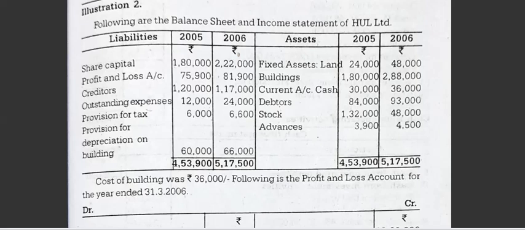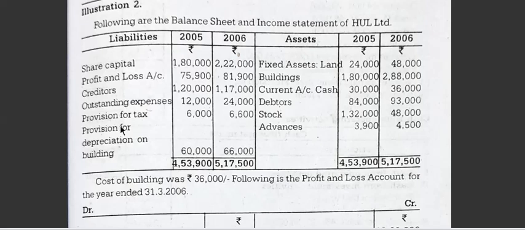Okay, all the fixed assets. Now let us see the first item, fixed assets. Land and building, these two are fixed assets which will go for the investing activities. Current assets, that is cash, debtors, stock, advances, will go for the operating activities. Share capital goes in the financing activity, and profit and loss in operating activities. Creditors will go in the operating activities. Outstanding expenses are operating activity, because it is a current liability.